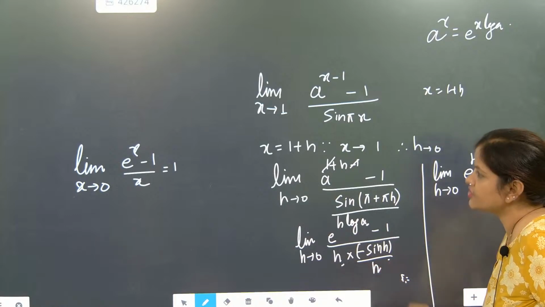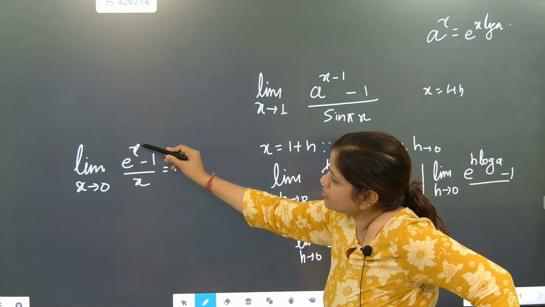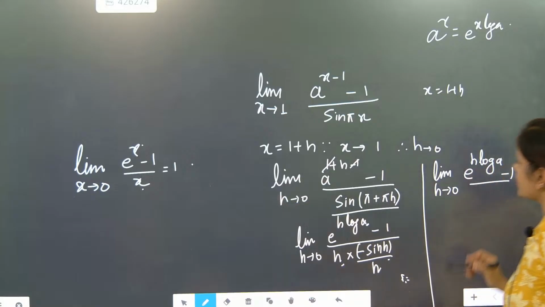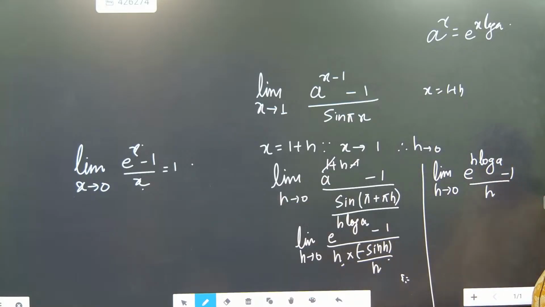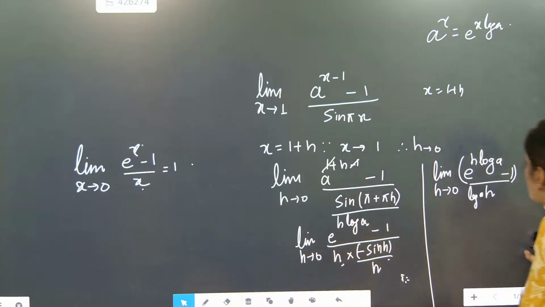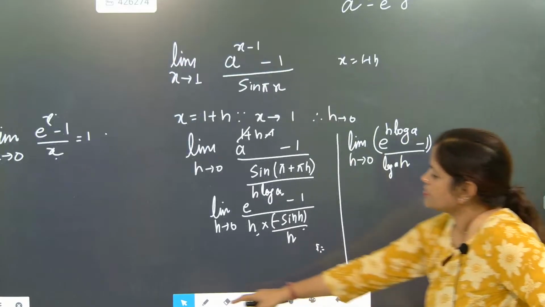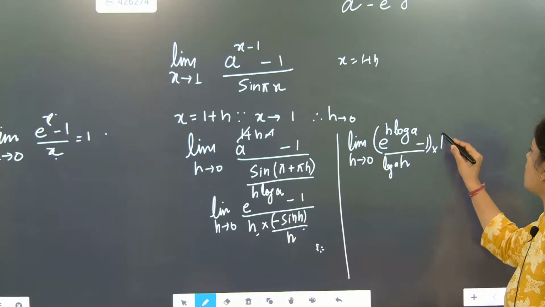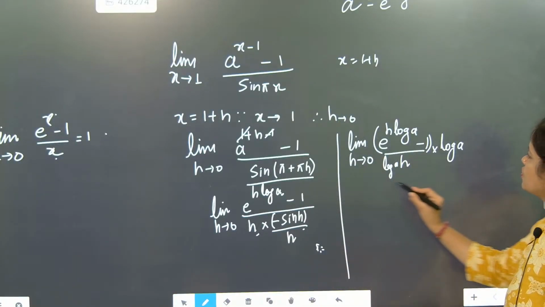Can we use this h? Because our formula is e to the power x minus 1 by x. So here we have used h. Now beta, with h what is missing? Log a. So we will multiply here log a, and here also we are going to multiply log a. Now beta, this part is totally done.